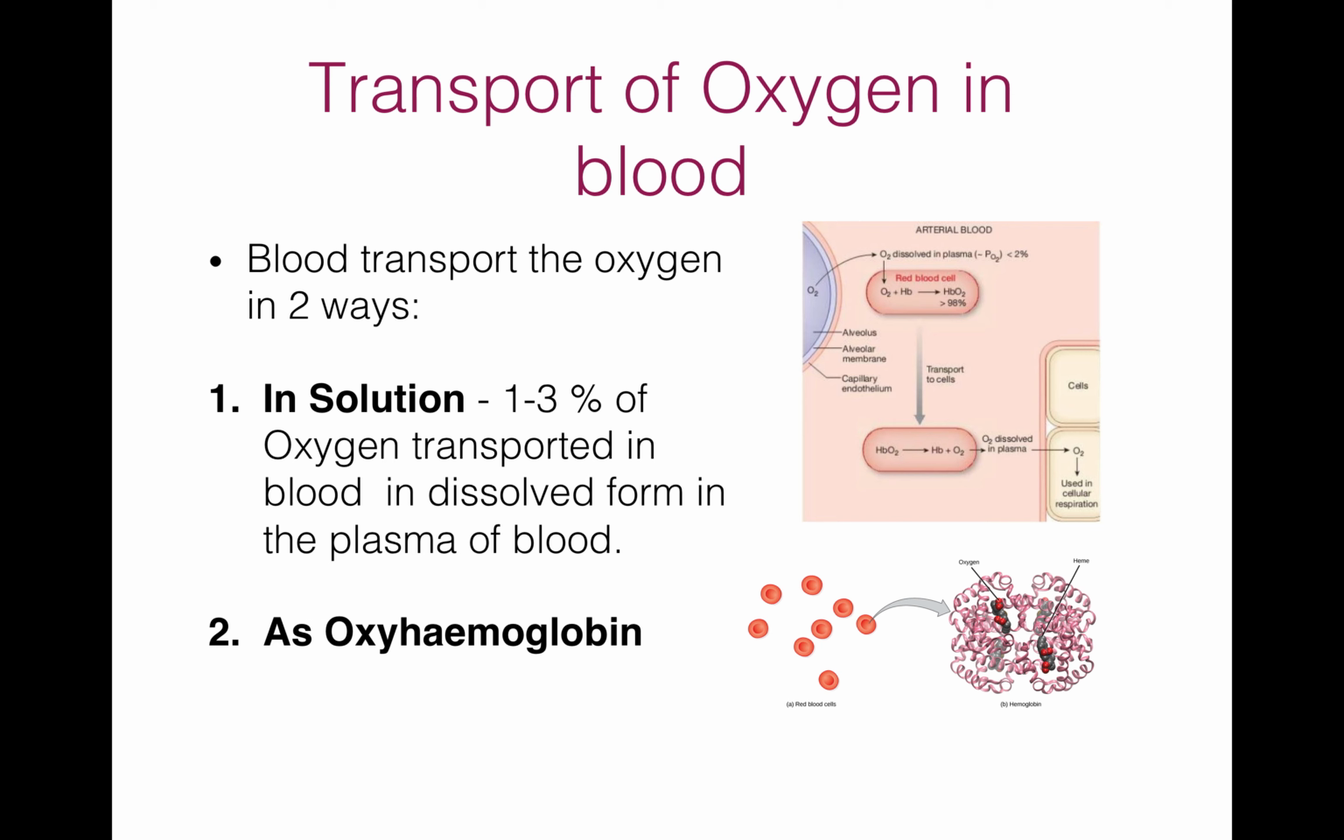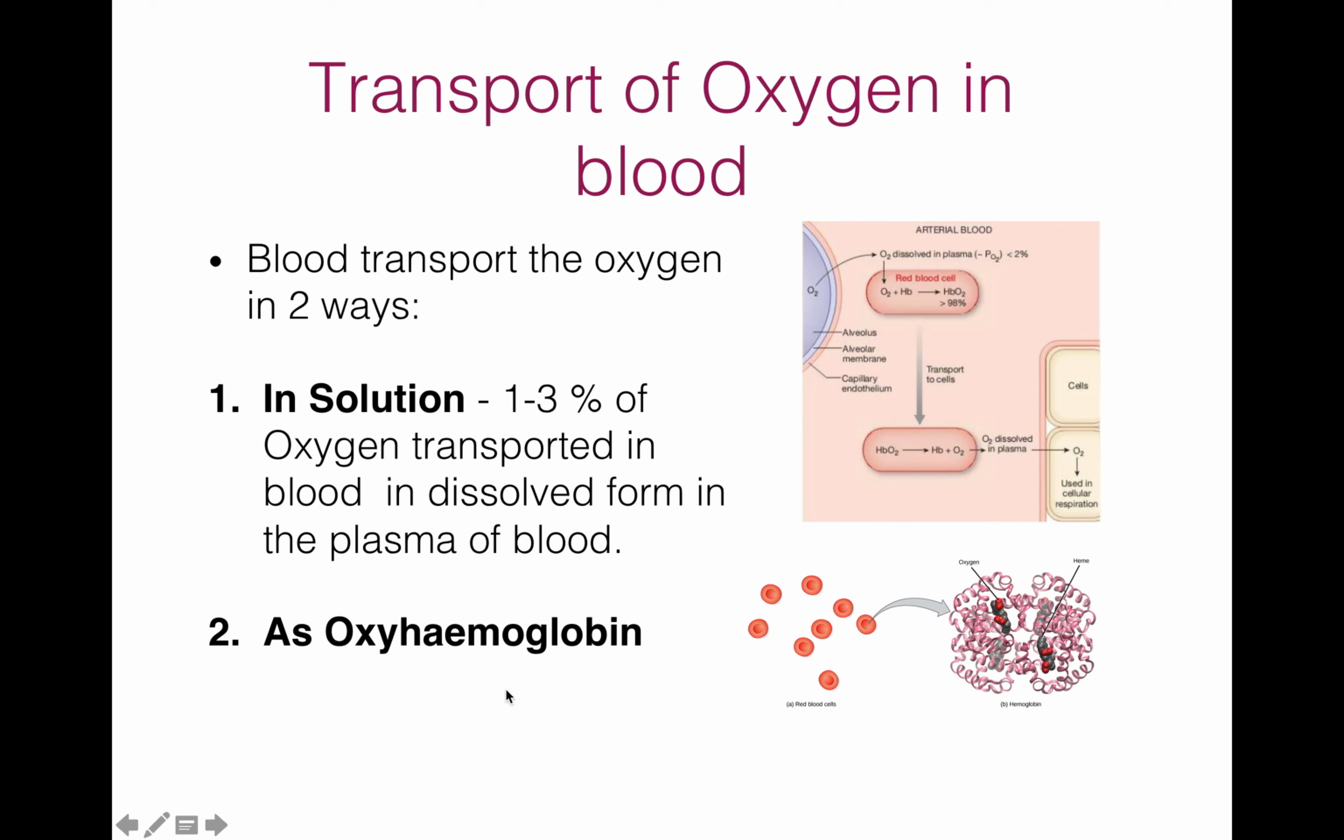In human beings, blood transports the oxygen in two ways. First is in solution form, and the second as oxyhemoglobin. In solution form, about 1 to 3% of oxygen is transported by blood. About 4.6 ml of oxygen enters each deciliter of blood in the lung, and only 0.17 ml of oxygen is transported in solution in the plasma.